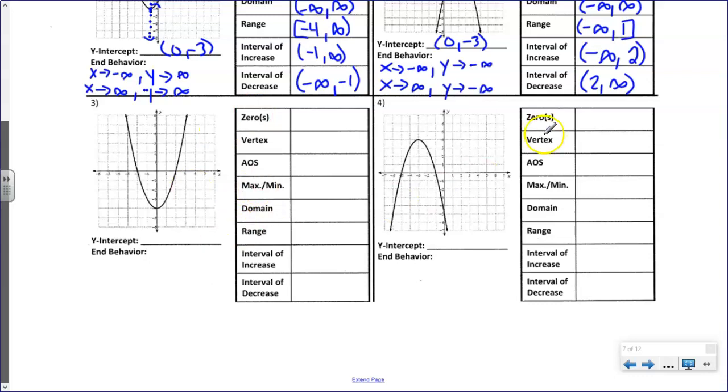Okay, if you will do problems 3 and 4, stop the video and then come back and check it. And I'm just going to fill them in and then let me know if you have questions.